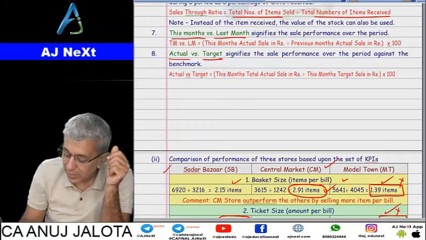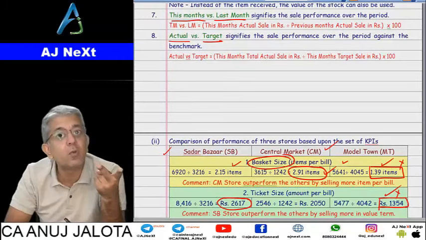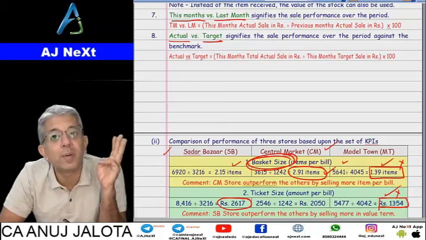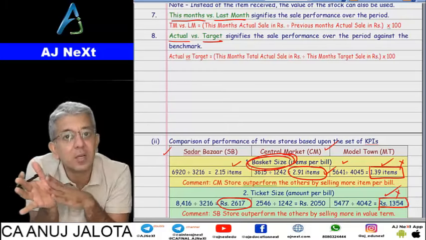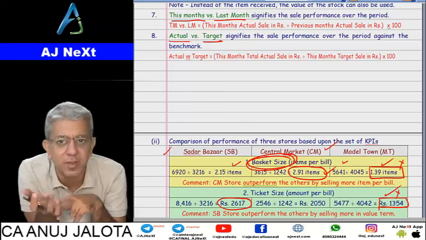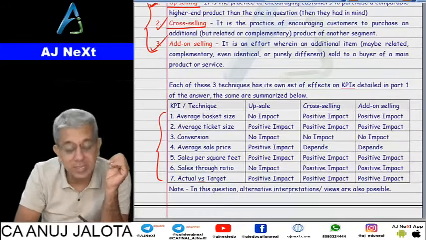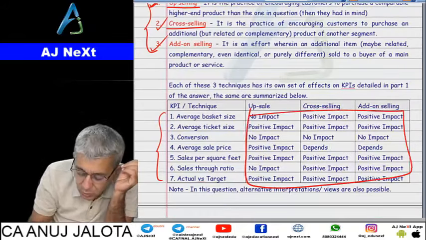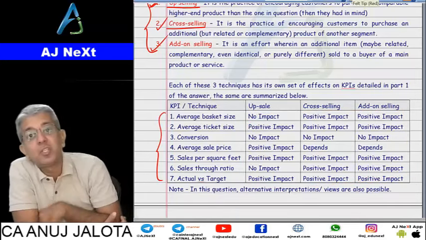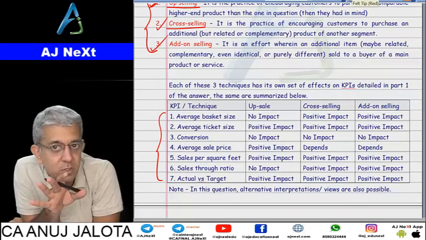You have to think: if you upsell, what will happen to basket size? If you cross sell, what will happen to the basket size? If you add-on sell, then what will happen to the basket size? Either it will increase, or decrease, or not get affected, or it depends upon the situation. So pause the video now and try to complete this table without seeing this. Stop the video now and restart once you have tried thinking yourself.